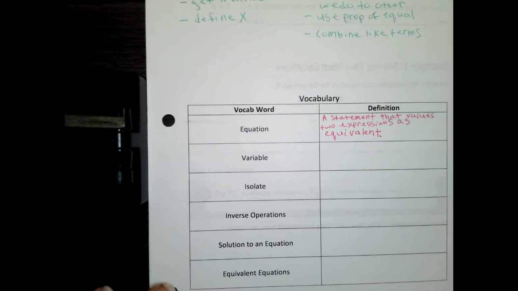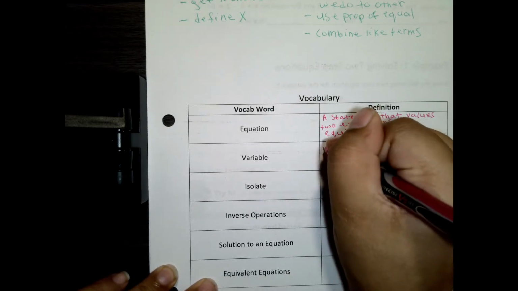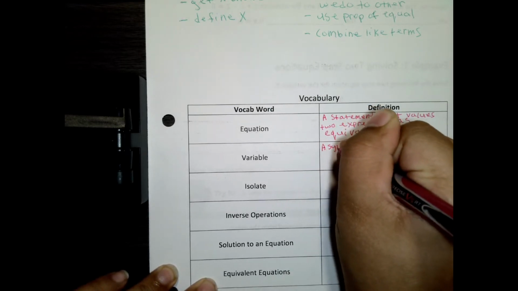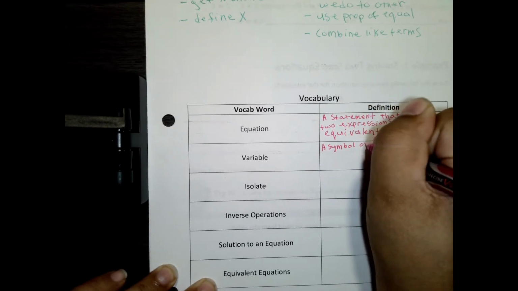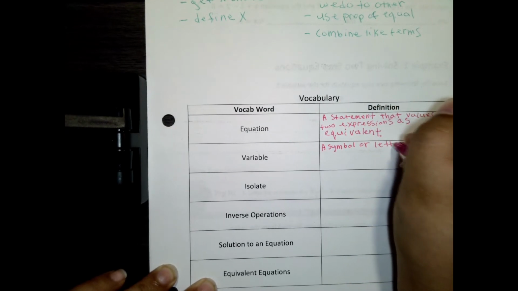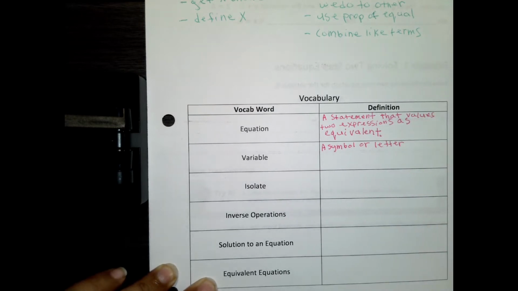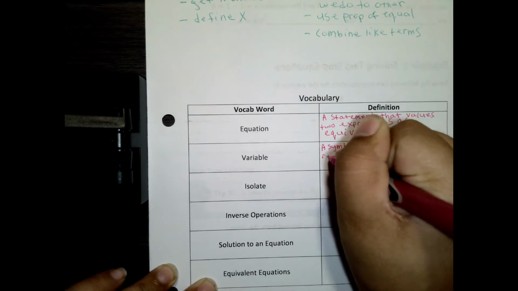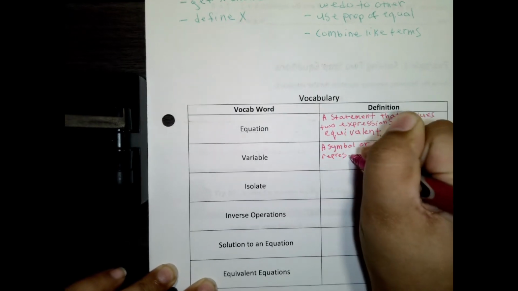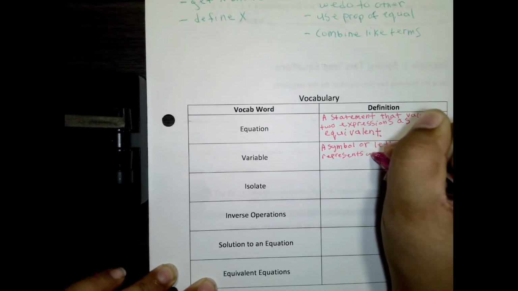What's a variable? It's a symbol or letter. We usually use the letter X, but any letter can do. That represents an unknown number.